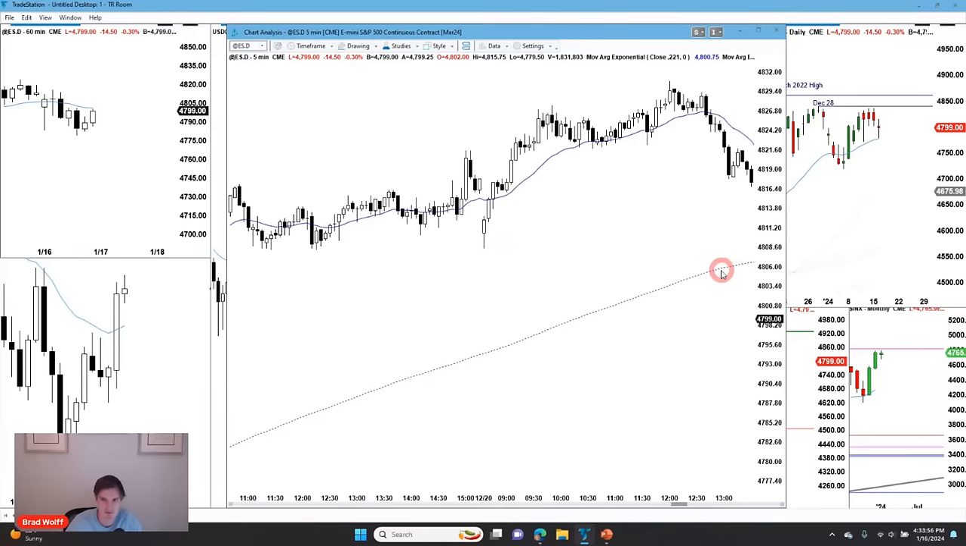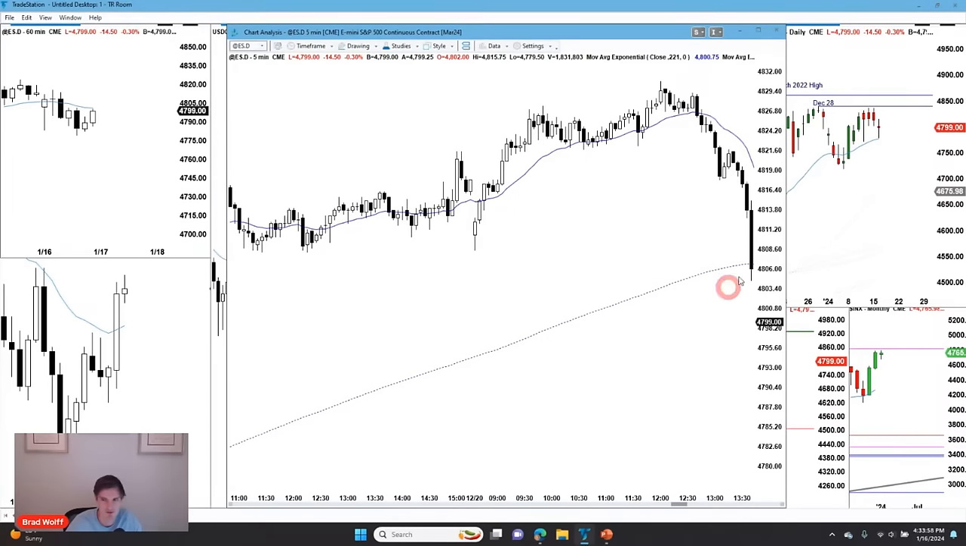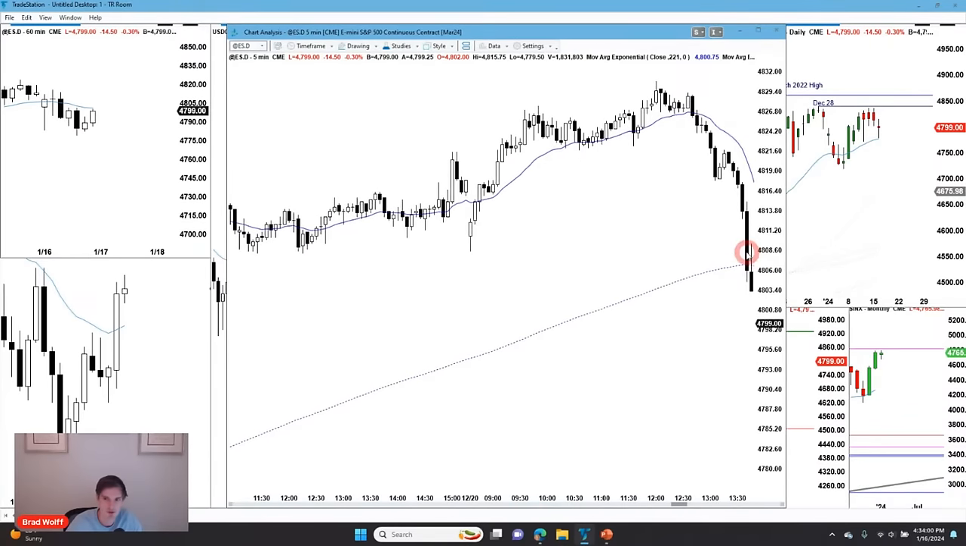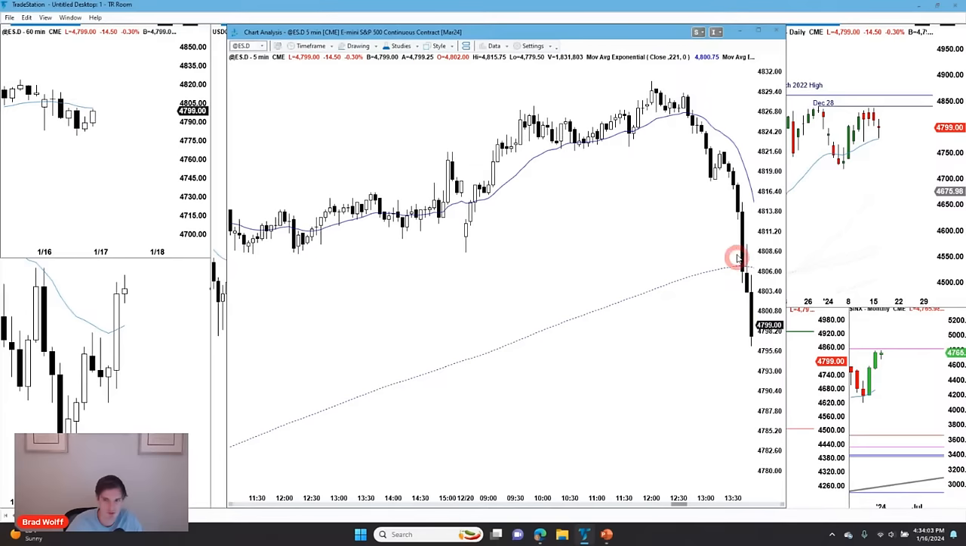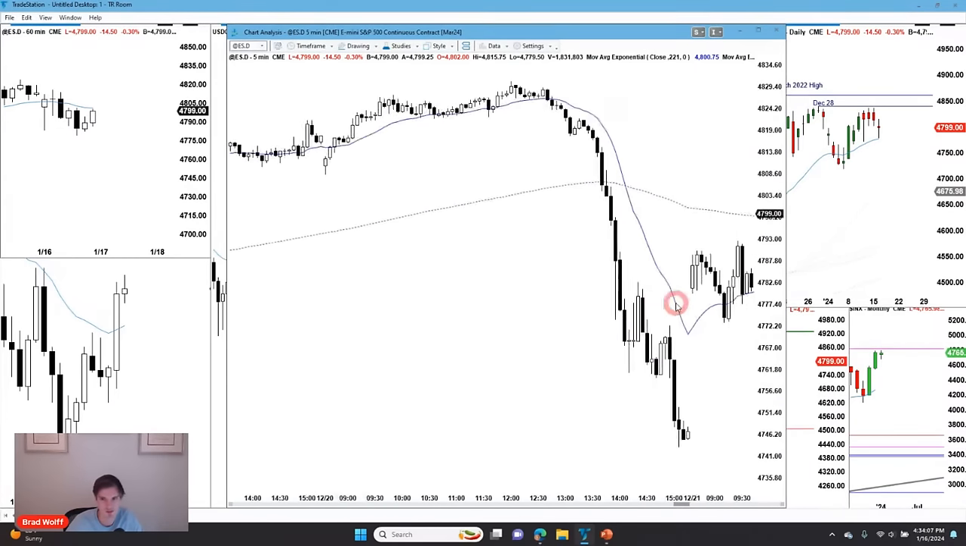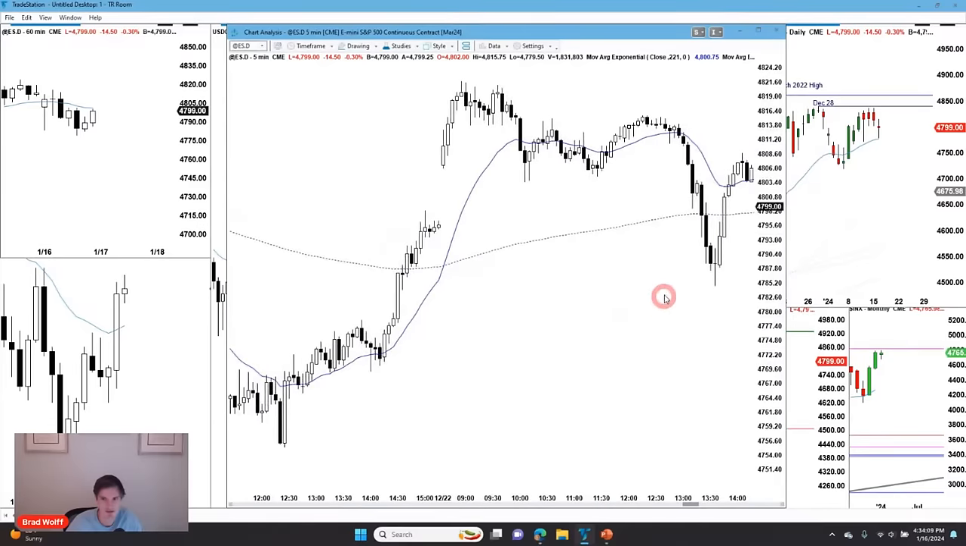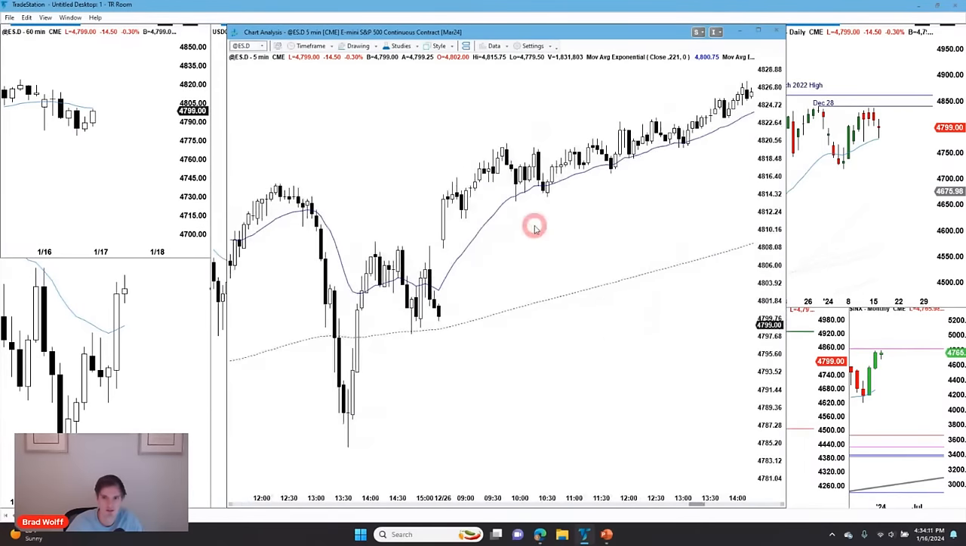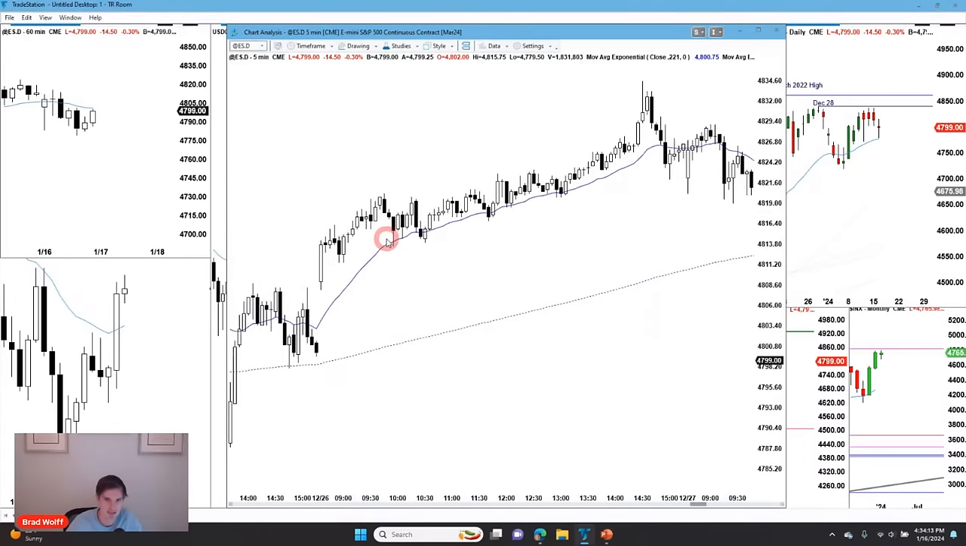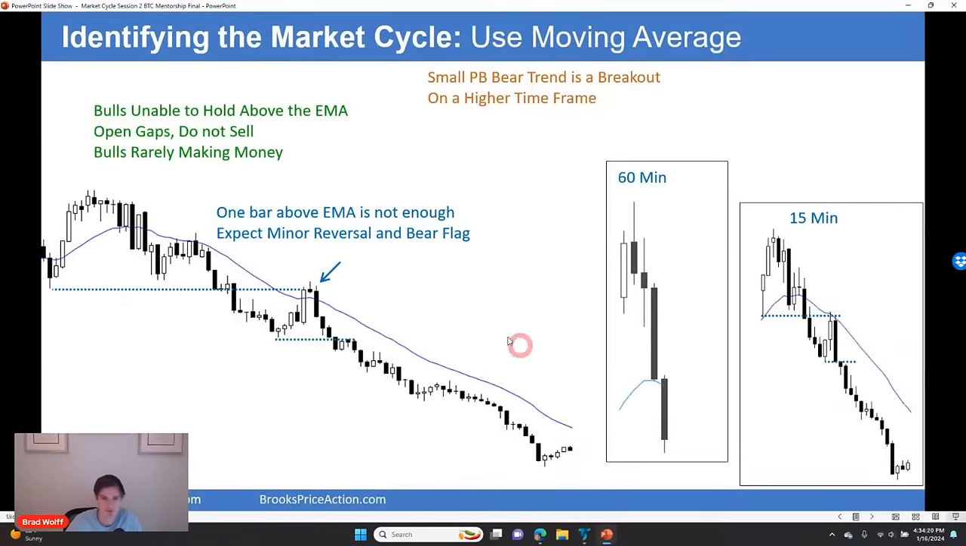And here's a moving average. 60-minute moving average. We've been far away from it. And we broke far below it with big bars and a lot of urgency. That increased the probability that the market was going to go lower. Let's find another example. Lots of bars above the moving average. Notice how the market never closed, could never get consecutive closes below the moving average. And I'll talk more about that in a minute.